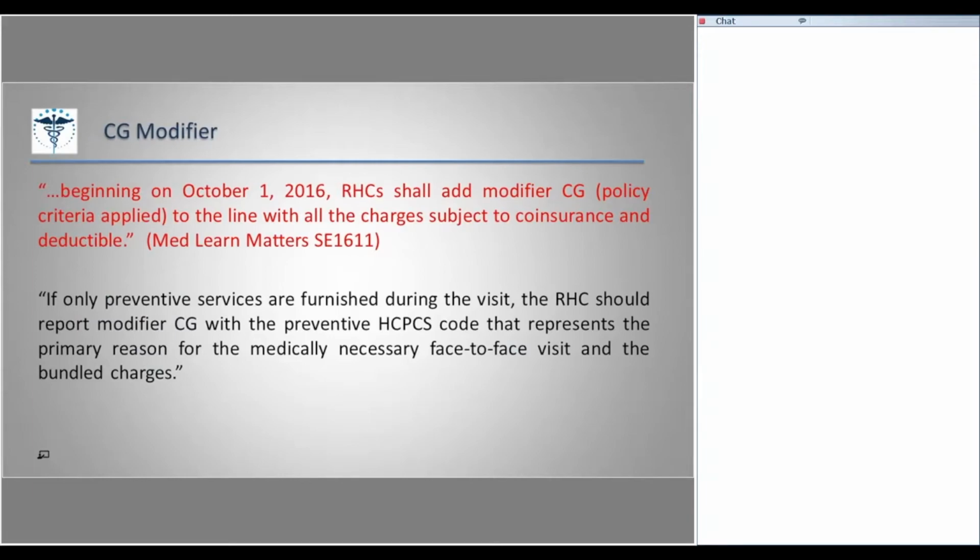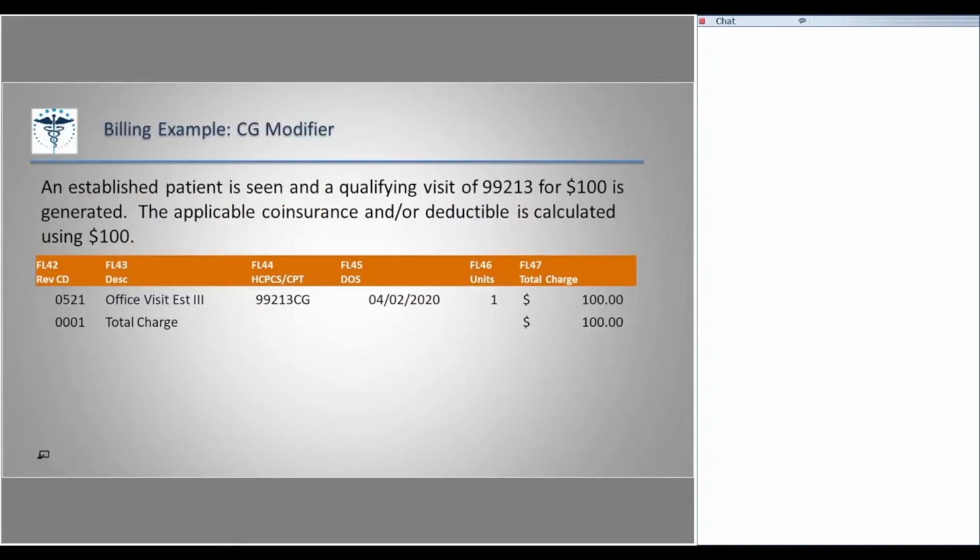We got the CG modifier added back in 2016. That seems like another lifetime ago now. And we can also bill preventive services. Here's what our line item is going to look like. Established patient, qualifying visit by the nurse practitioner or PA. So we just see this pretty straightforward. We've got our CG modifier on here. That's the drill for a claim.